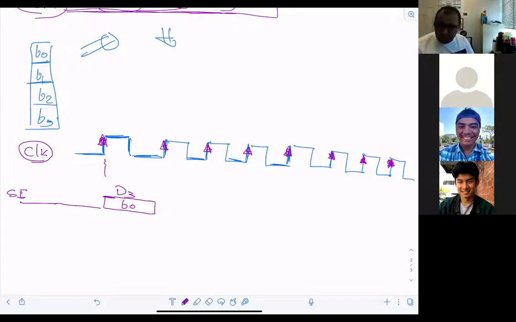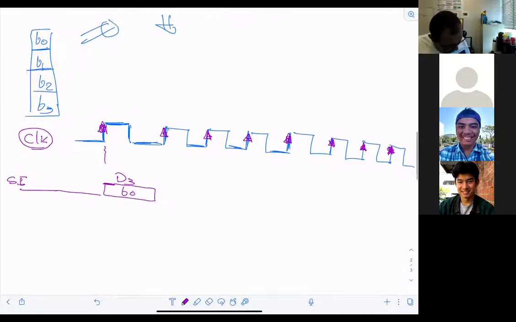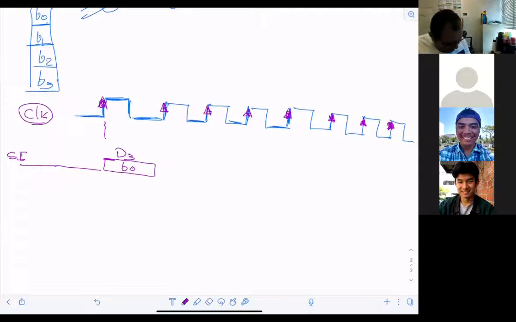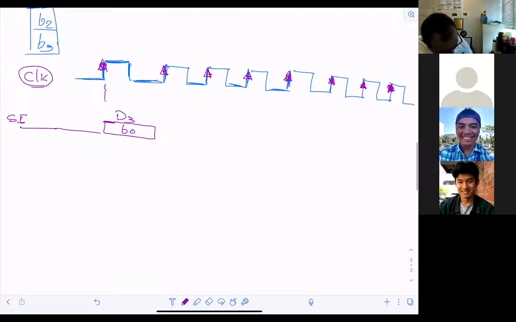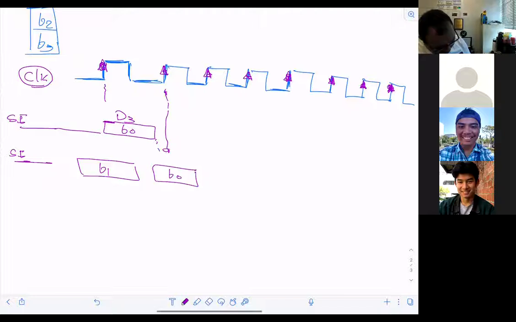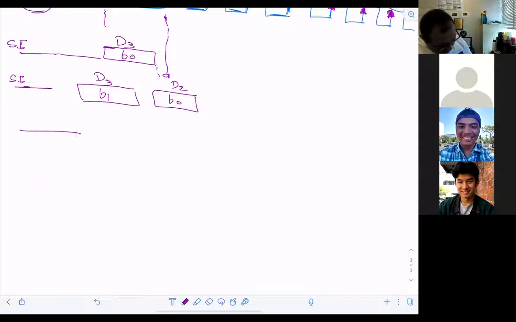Yes. So you guys following the example, right? Now, if I would like to go into the second clock, what will happen? Second clock, SI will be pushing here what? B1. But then, in this second positive edge of the clock, who's going to be B0? He will be in D2, while D3 will have what? B1.